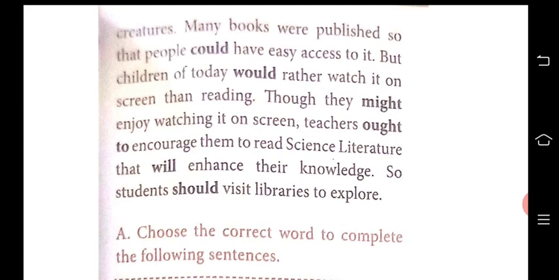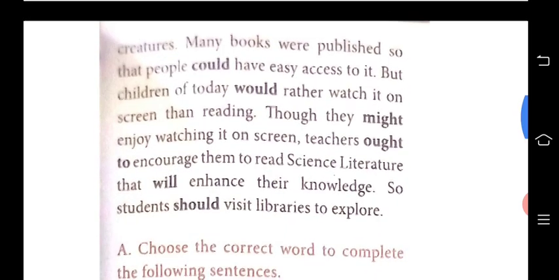If you say maybe, so possibility. If you say might be, sir, so that means what? There is no possibility to come. So you can say might. So here, less possibility. So they have used, "Though they might enjoy watching it on screen, teachers ought to."